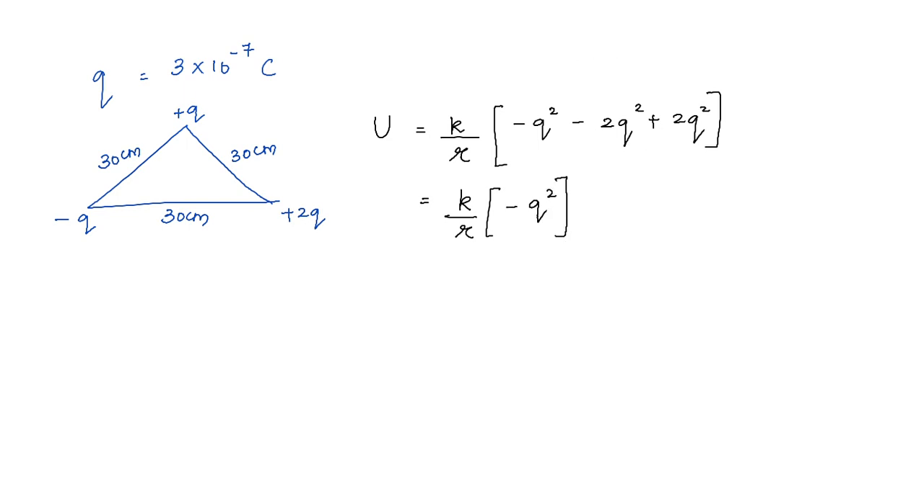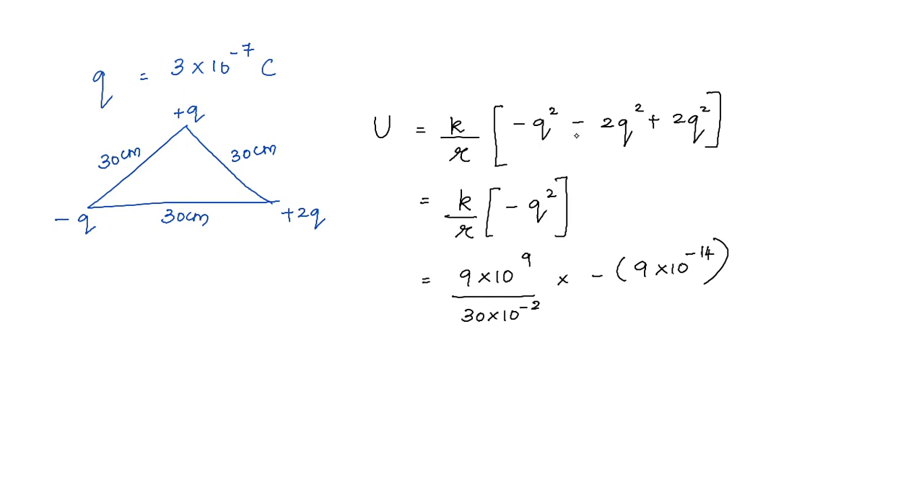This is how you should proceed, children. Don't waste your time substituting right from the beginning. Now k is 9 into 10 power 9. This is 30 into 10 power minus 2, and negative of 9 into 10 raised to the power minus 14. So this is how you are going to do.